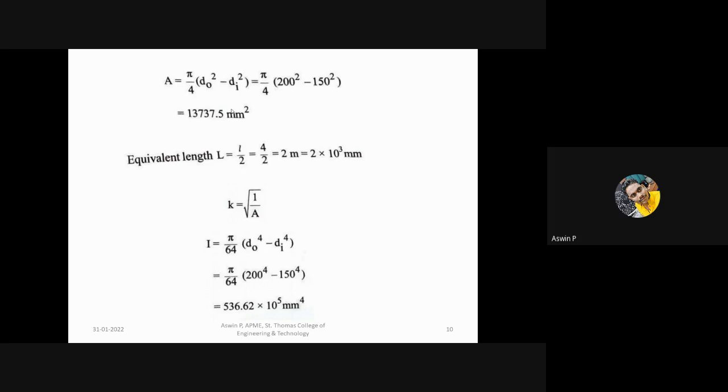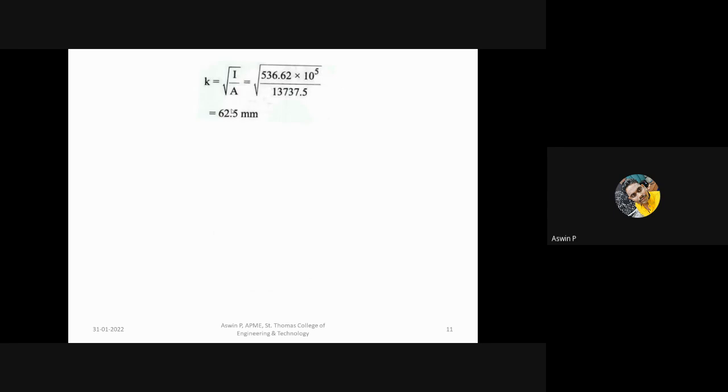There may be small variation if you are taking pi as 3.14 and someone may take pi as 22 divided by 7. After that, you need to find the value of radius of gyration, that is root of I divided by A. And if you are substituting the value, you will directly get K as 62.5 mm.